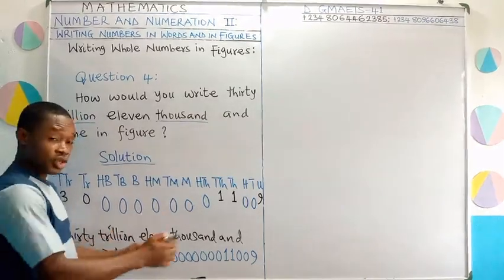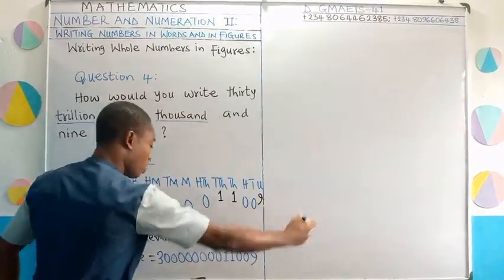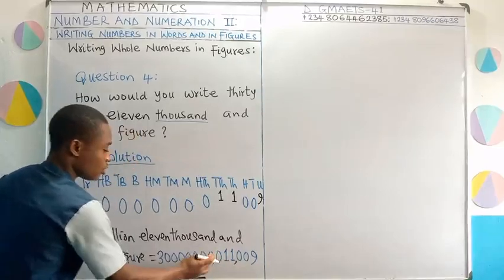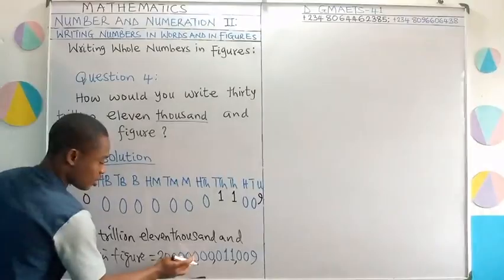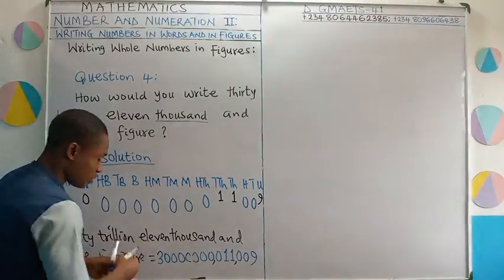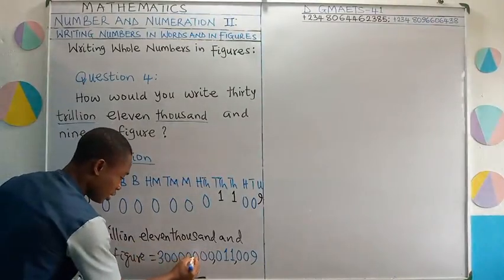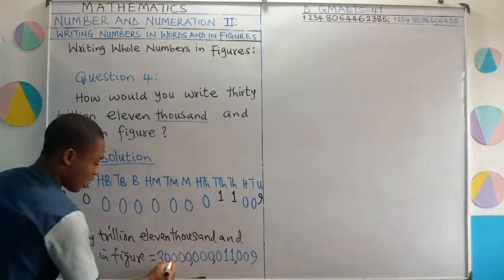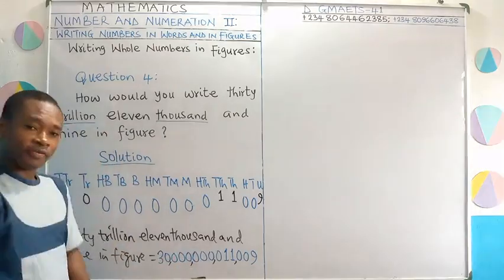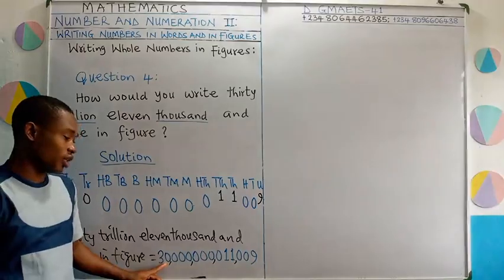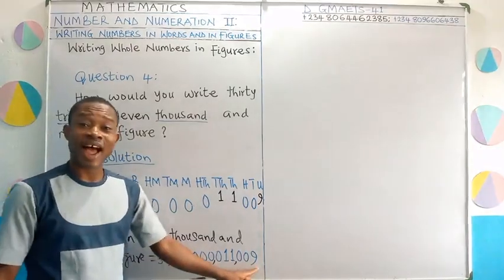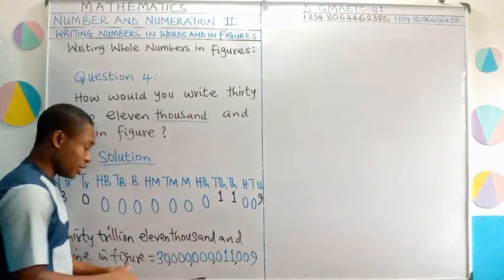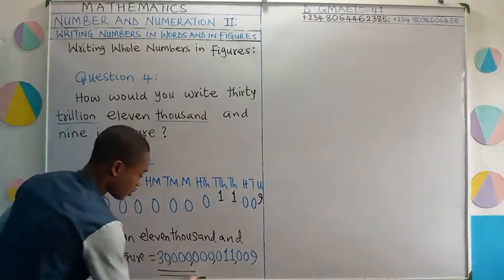Can we use our comma to separate every 3 digits from the right? 1, 2, 3, comma. 1, 2, 3, comma. 1, 2, 3. There is a comma here, so let me separate the 0 a bit. 0 and 0. Good. Then 1, 2, 3. You have this. And of course, this is the number. 30 trillion, 11,009. That's how we write this number in figure. Answer.